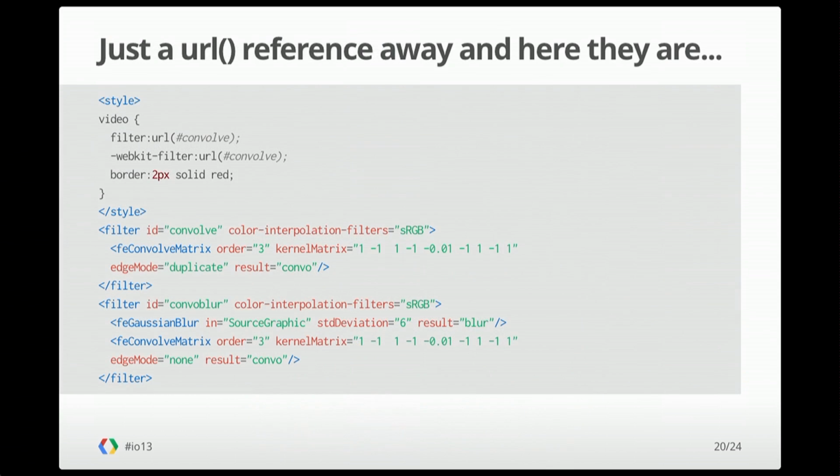And how do you do that? You do it with something like this. The markup is very, very simple. So here's an element selector for video, and it's applying the filter with a URL reference, and you can see it references an ID. So that's basically how you apply it to your content.